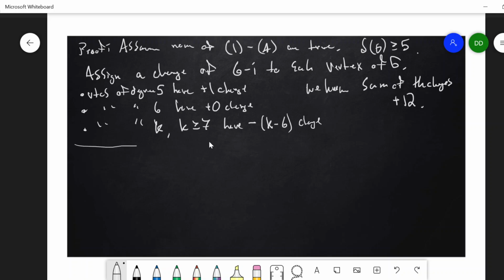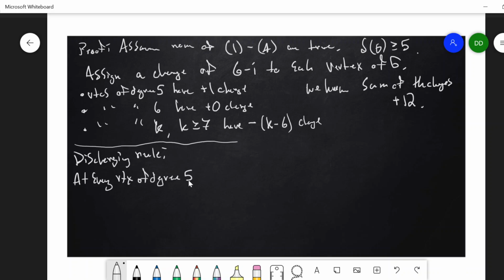All right, so let's establish a discharging rule. I've assigned all the charges to my graph now, and now I'm going to discharge. Discharging rule: I'm just going to look at the vertices of degree 5 that have +1 charge. Every vertex of degree 5 redistributes charge by moving it. I'm going to split this up among its neighbors. It has 5 neighbors and +1 charge. So I'm going to move +1/5 charge to each neighbor.